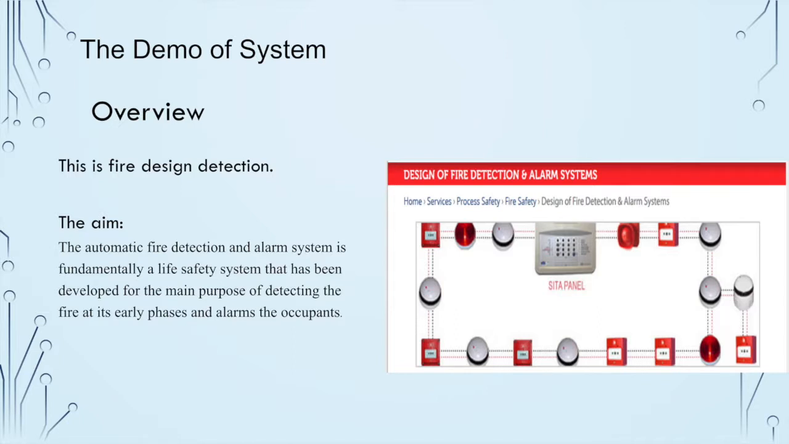The figure is the design of fire detection. The automatic fire detection and alarm system is fundamentally a life safety system that has been developed for the main purpose of detecting fire at its early phases and alarming the occupants.